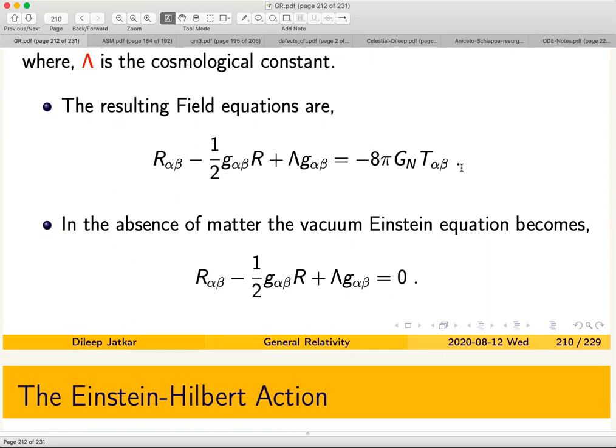I treat that whole energy momentum tensor to be the total energy momentum tensor on the right hand side. I take lambda g alpha beta on the right hand side, and then I ask the question: among this total energy momentum tensor, what is the contribution of the cosmological constant versus what is the contribution of the matter?